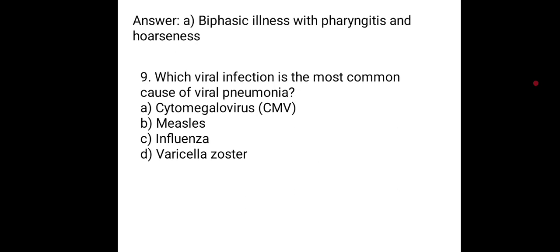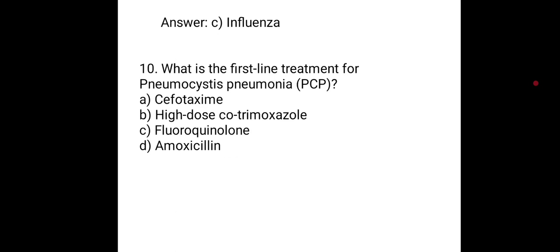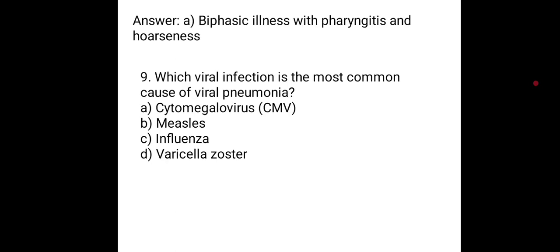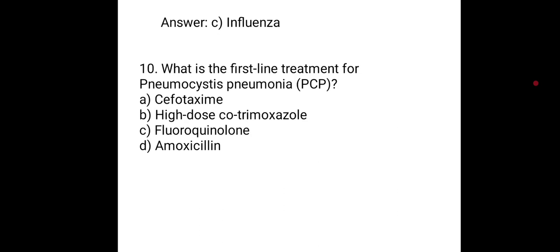Which viral infection most commonly causes viral pneumonia? A. Cytomegalovirus. B. Measles. C. Influenza. D. Varicella zoster. Correct. Influenza is the viral infection most commonly causing viral pneumonia.